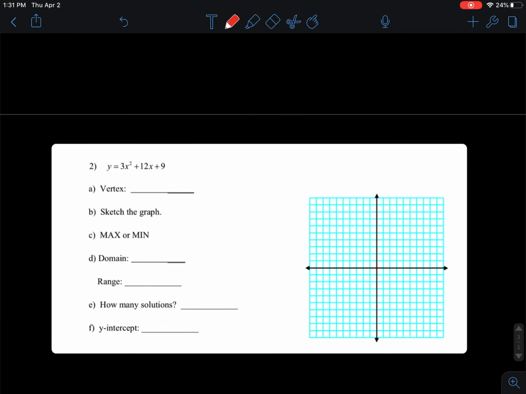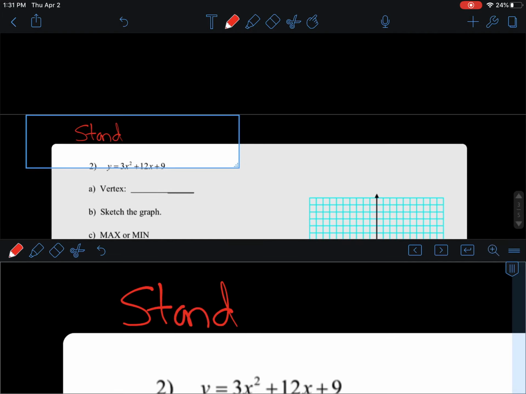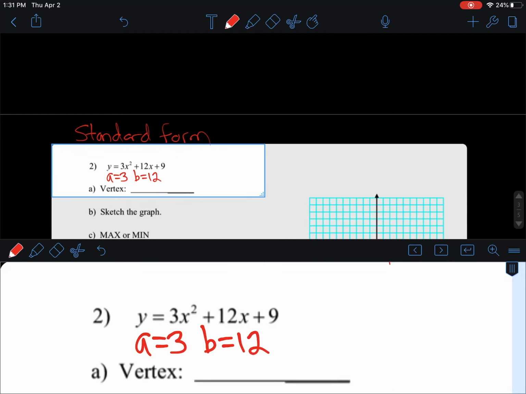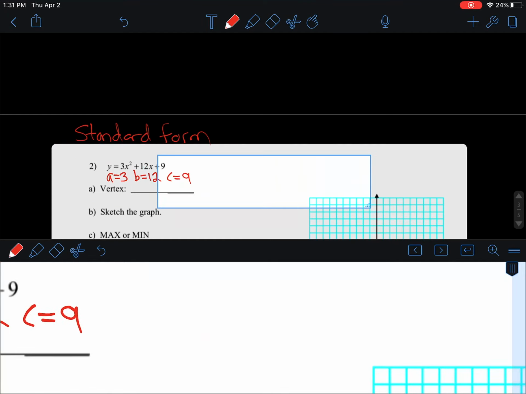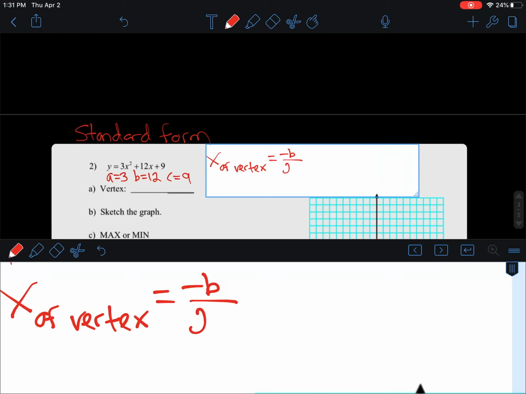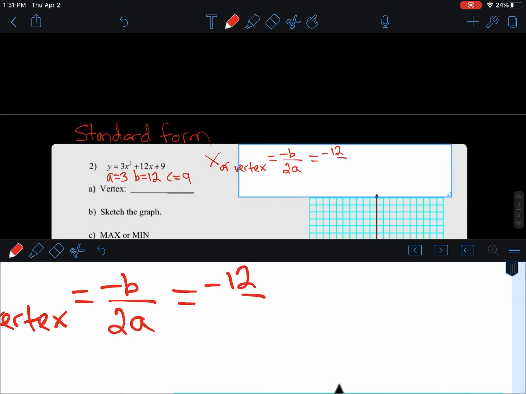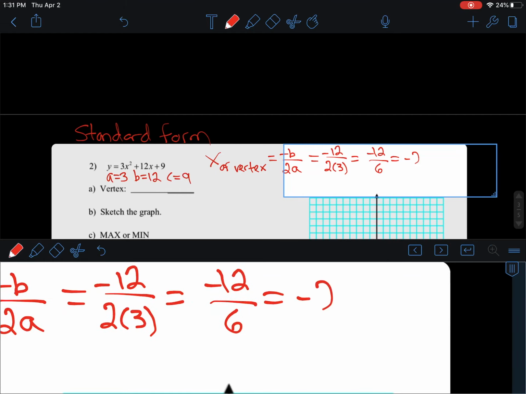If you look at number 2, again, this quadratic is in standard form because you have it as A, B, and C. With standard form, you have an A, which is 3 in this case, your B is 12, your C is 9. And what you're going to do is find the x of the vertex. The x of the vertex is going to be the opposite of B over 2A. It's that formula that I told you last week. In this case, it's going to be negative 12 over 2 times 3, which is negative 12 over 6, which is negative 2.